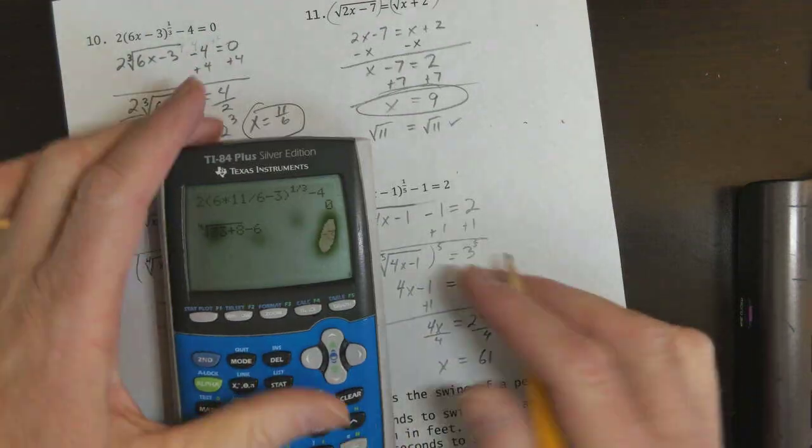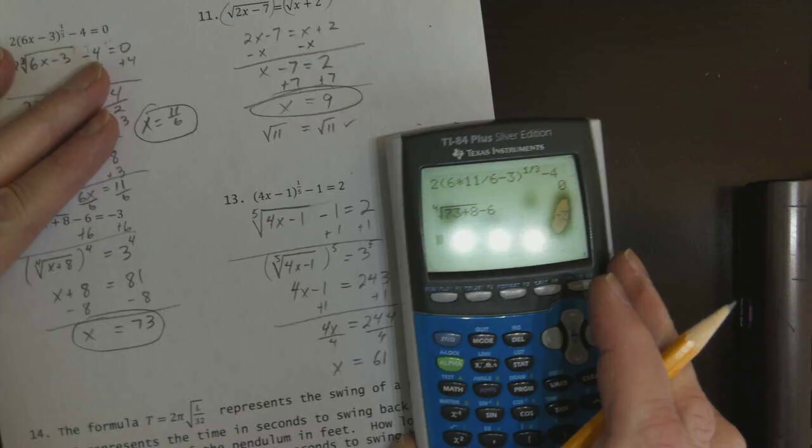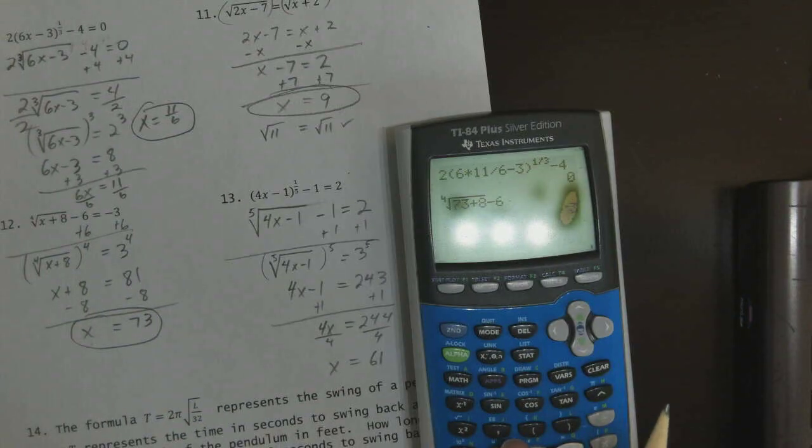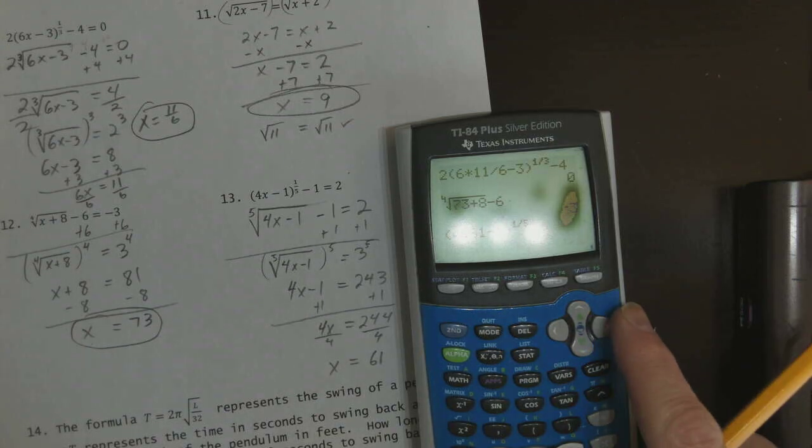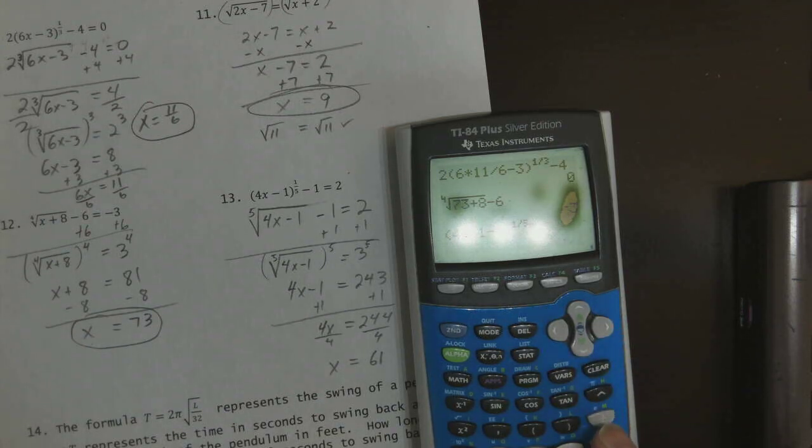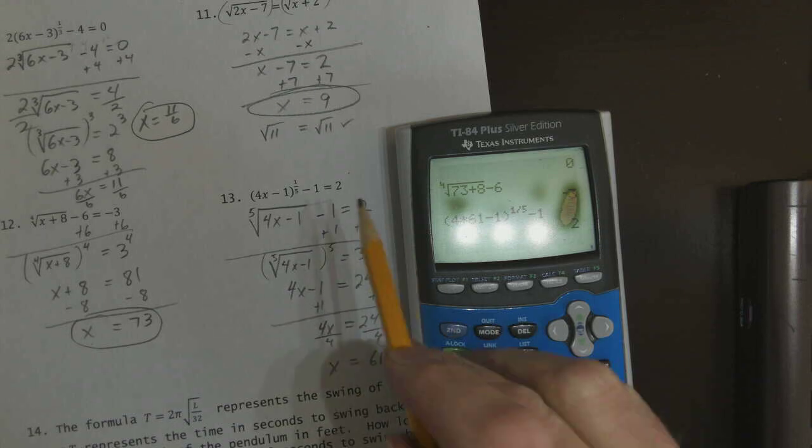Let's check it. Let's see. In parentheses, 4 times 61 minus 1, to the power of 1 divided by 5. And then let's subtract 1. And we get 2.